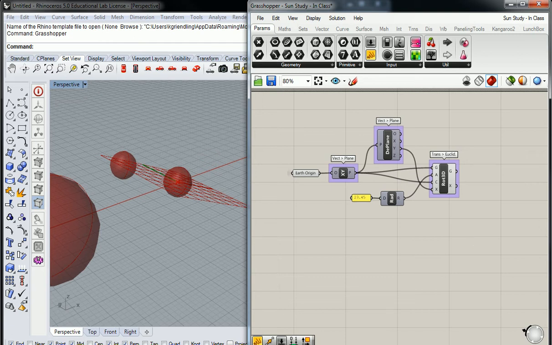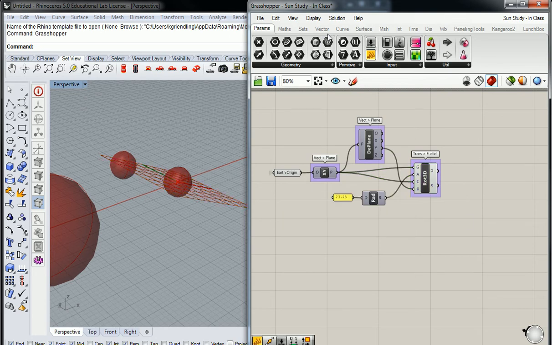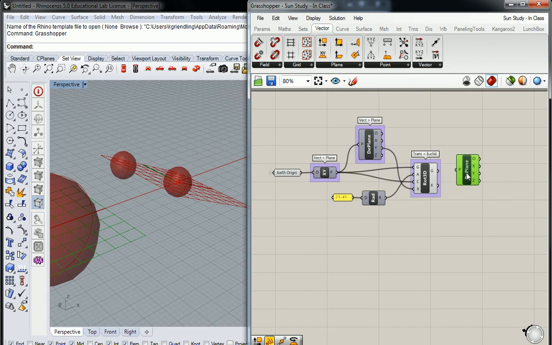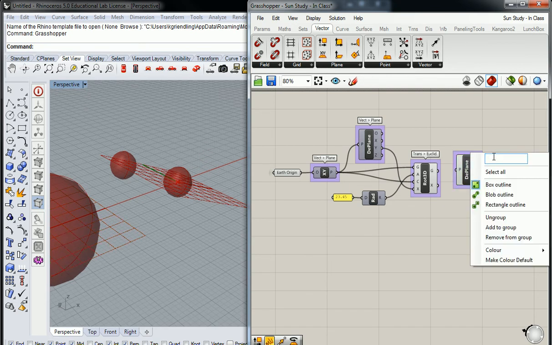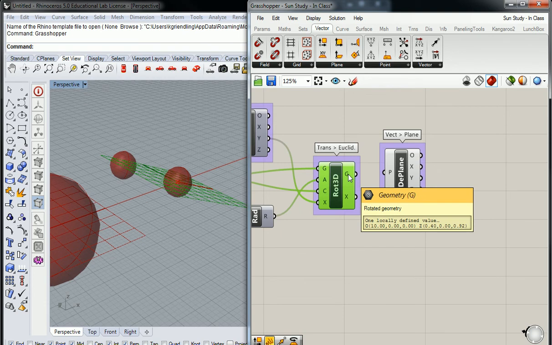And that looks like this. To do that, we need to further deconstruct, right? We're literally cycling through this really fast in this case. We are deconstructing the newly rotated plane. So we go back up into vector, plane, and deconstruct plane. And you plug in the G output, which is where the geometry is coming from, the rotated geometry.